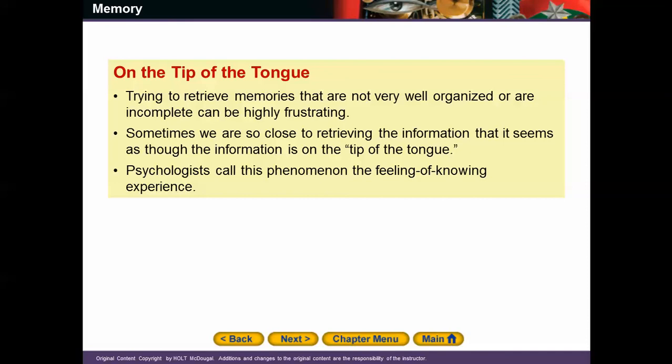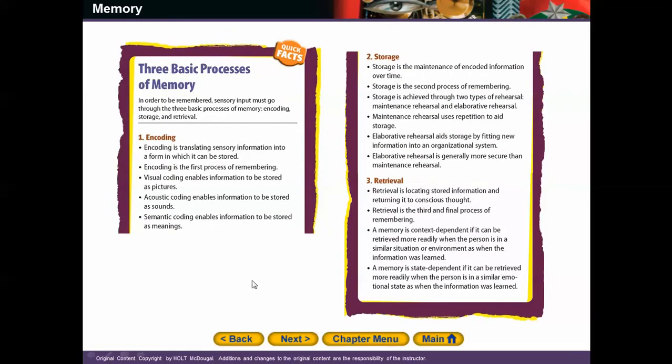Because the files in our memory have labels, so to speak, that include both the sounds and the meanings of words, we often try to retrieve memories that are on the tip of the tongue by using either acoustic or semantic clues. And sometimes we try to sum up words that are similar in sound or meaning to come up with the word that's on the tip of our tongue. And so here's a good little graphic showing the three basic processes of memory.